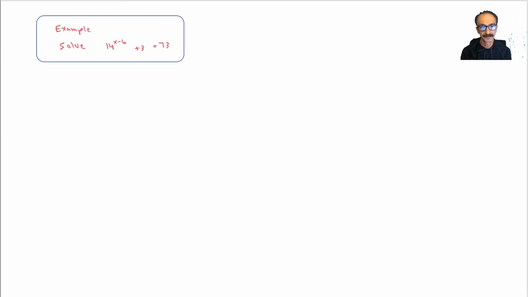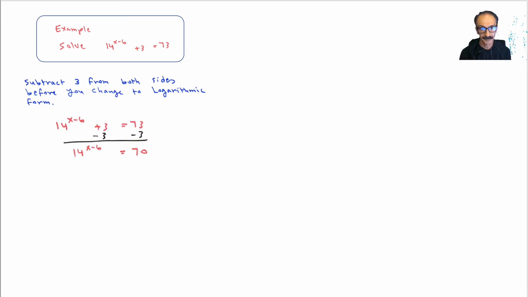One more. Solve the following. In this case, we need to get rid of the 3. It's in my way because I can't rewrite this exponential as logarithmic yet. The 3 is in the way. Subtract 3 from both sides before you change to logarithmic form. Okay, we do this. We end up with 70 on the right side and a clear power on the left.